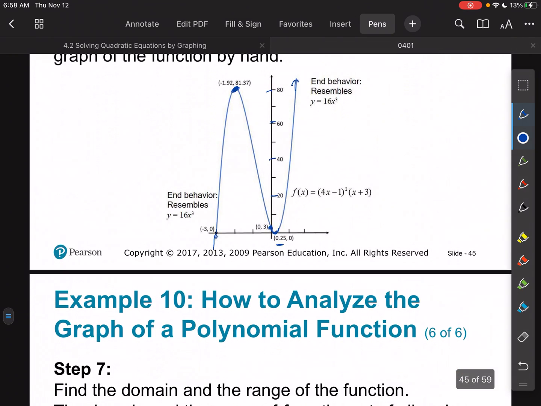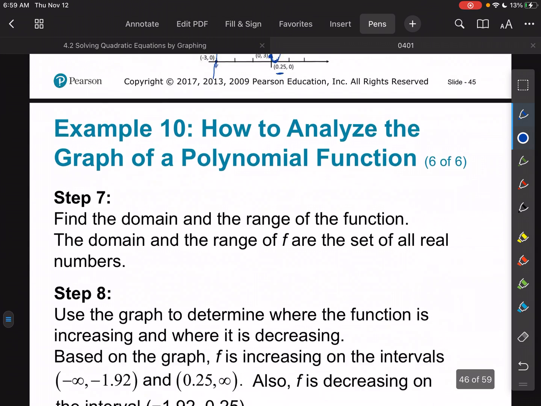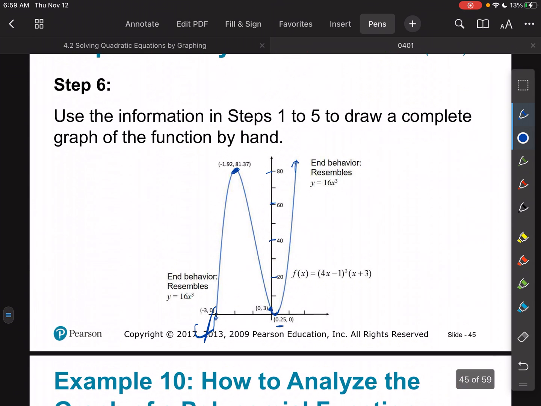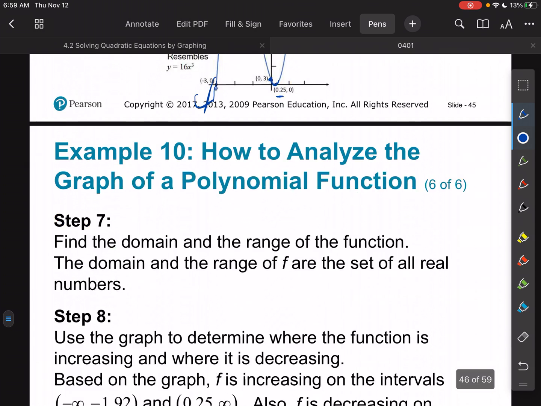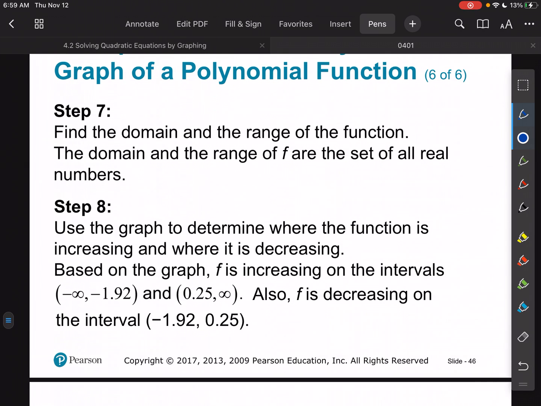Well, the domain will be all reals because we can plug in whatever we want for x. And the range will also be all reals because this goes down this way to negative infinity and up this way to infinity. Okay, so there's the domain and the range.